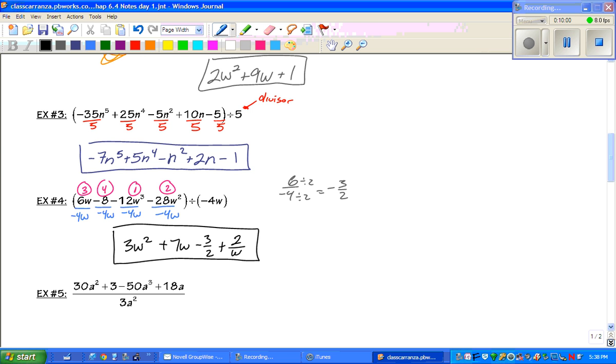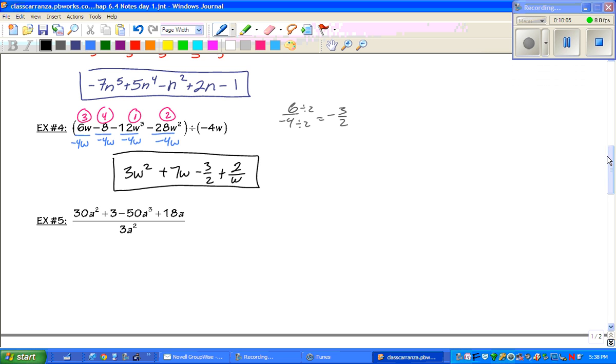All right, example number 5. Once again, this is not in order, so I'm going to come through. Well, there's 1, there's 2, there's 3, and there's 4. So since we actually have to rewrite this one, let's do it one thing at a time. We got negative 50 a cubed all divided by 3a squared. So I took care of that one.